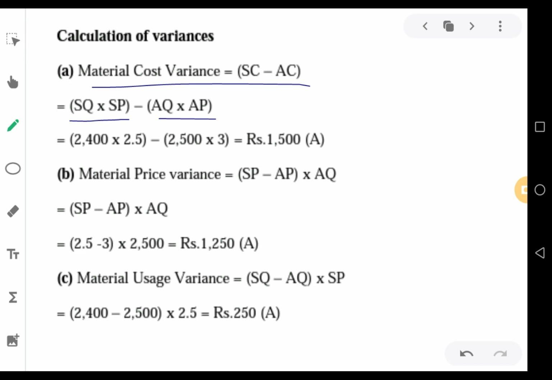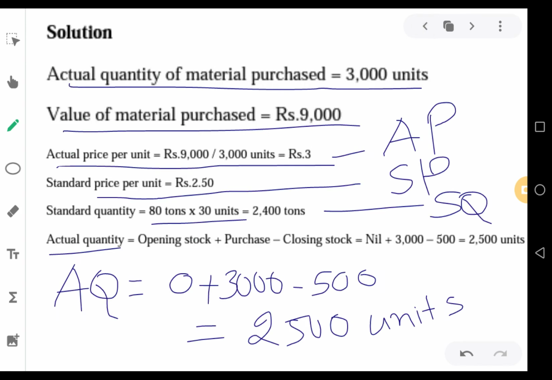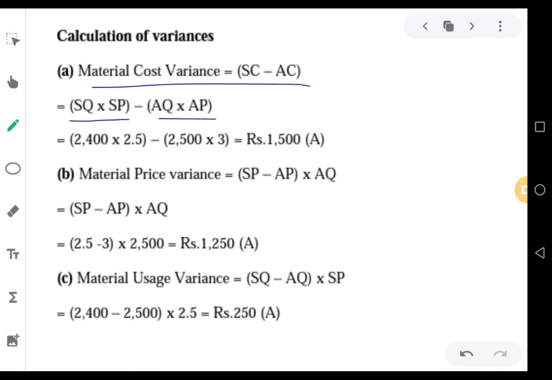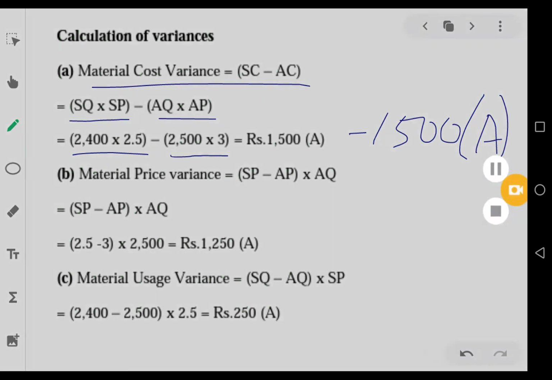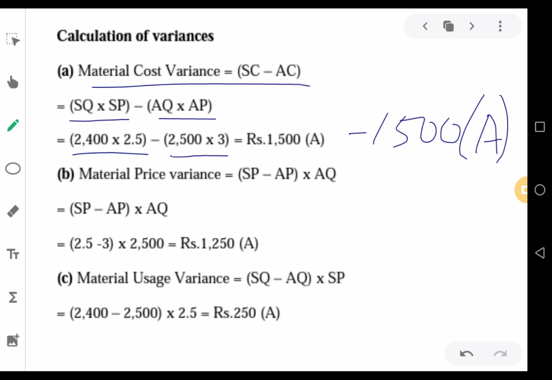Now the standard quantity we just now calculated, that should be 2400 tons. So 2400 tons into standard price 2.5 minus actual quantity 2500 into actual price 3 rupees. So if you solve, you should be getting minus 1500. When you are getting a negative figure, that should be taken as adverse variance. You should be taking it as adverse variance, right? So how did you get that minus 1500, right?